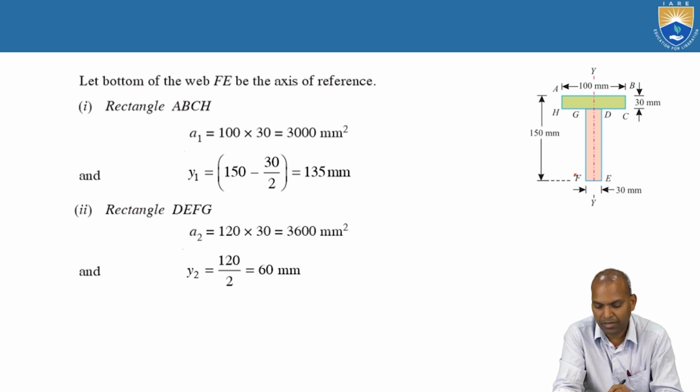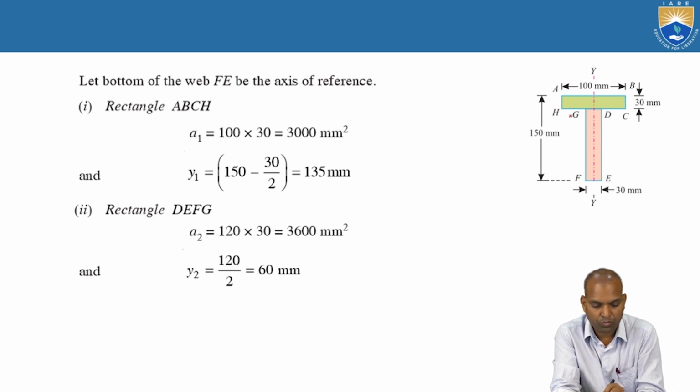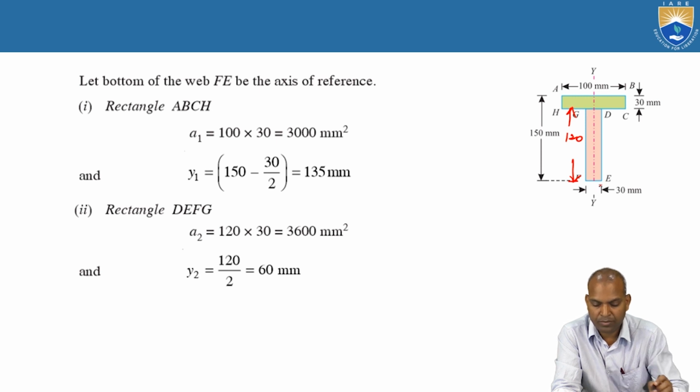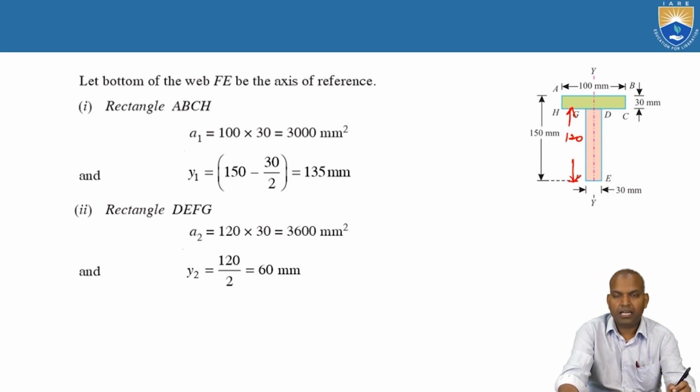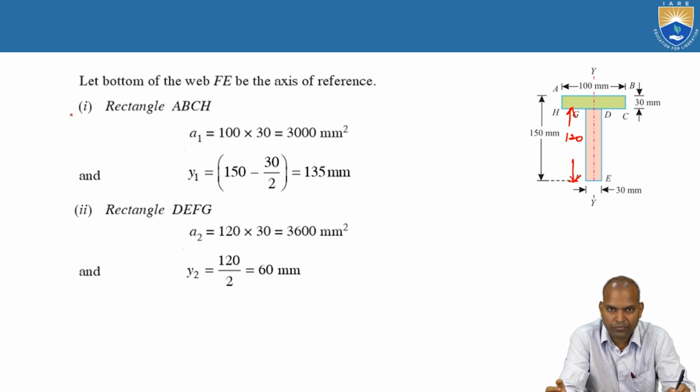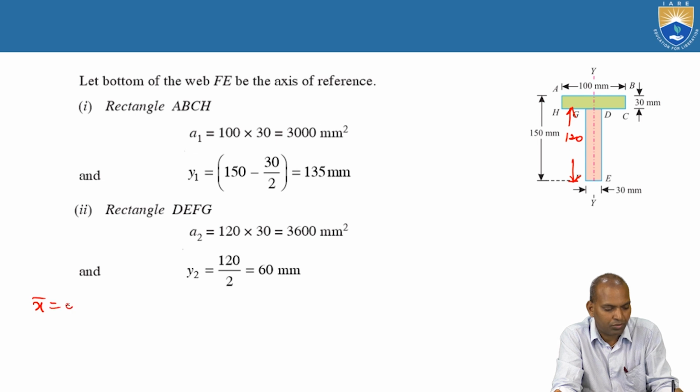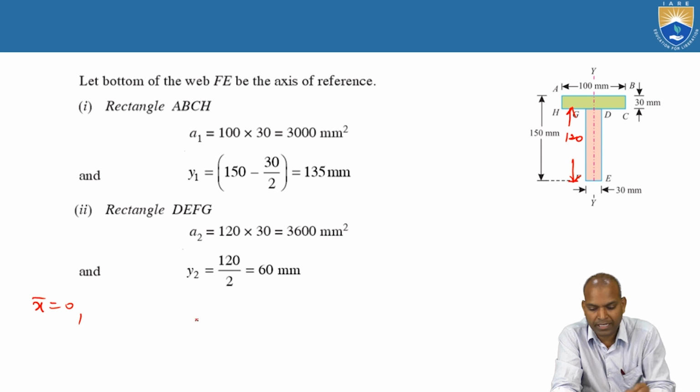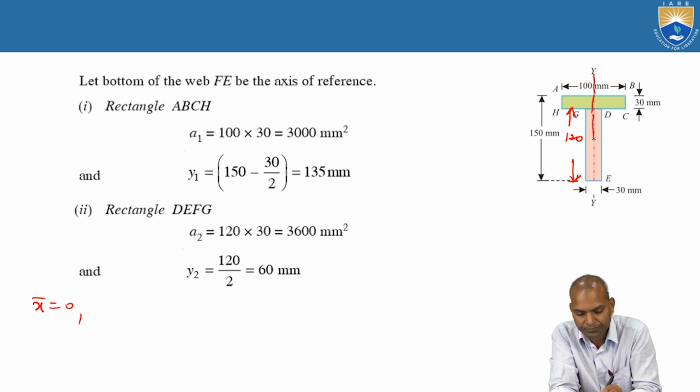And section 2 has a length of 150 minus 30, that is 120 millimeters, and its width is 30 millimeters. Now the procedure is that we have to find out whether it is symmetrical about any axis or not. Yes, it is symmetrical about the vertical axis, that means bar X equal to 0 passing through that. The centroid will be on this YY line.